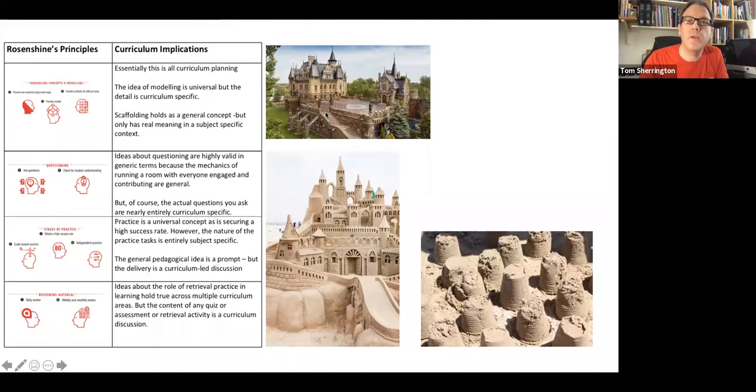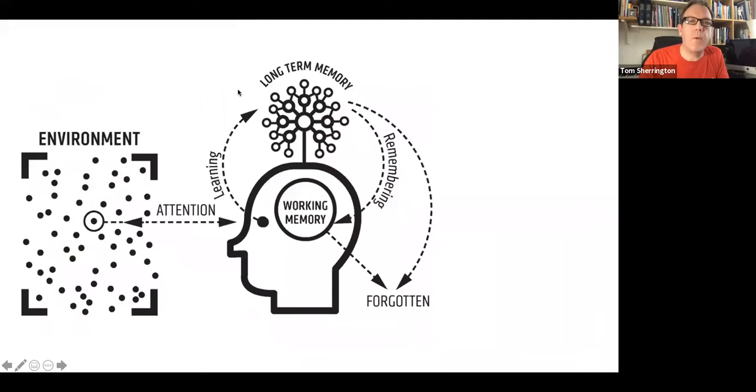Okay, so one of the things I think is worth looking at is the model of learning, which underpins a lot of what Rosenshine's talking about. He talks about schema building, and he talks about the fact that when we're learning something, we're building on what we already know, and that's implicit in this idea of sequencing concepts and modeling. And when I do a training in a school, I often get people to look at that slide and to discuss what it tells us.